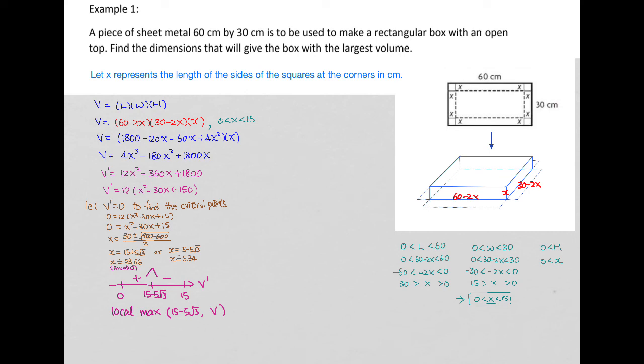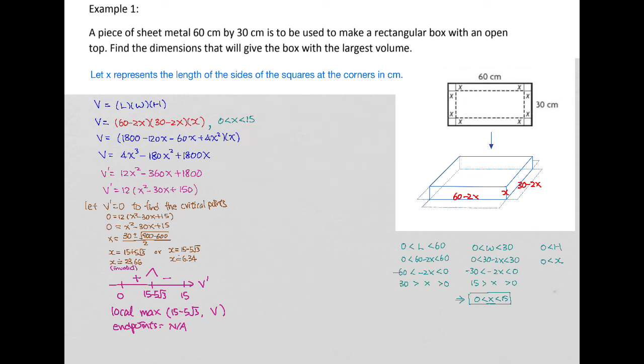Step 7, we need to make sure that this is the absolute maximum, so we have to check with our endpoints. But as you can see here, for the endpoints 0 and 15, there is no equal sign. That means the endpoints are not included, so it's not applicable. Therefore, this is our answer. 15 minus 5 root 3 will be the x value to have the maximum volume.